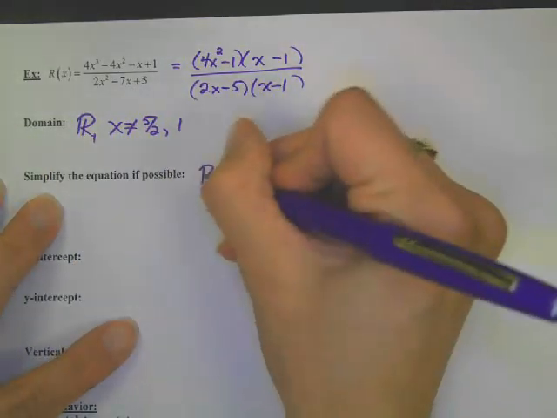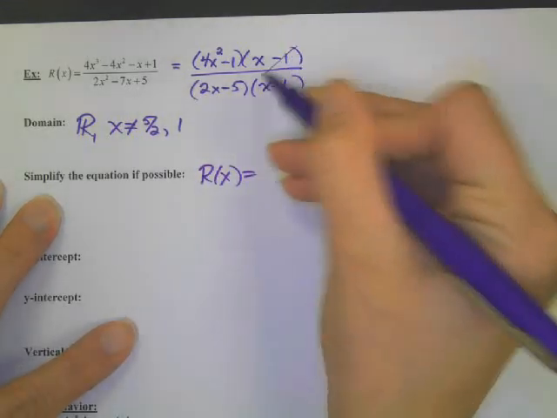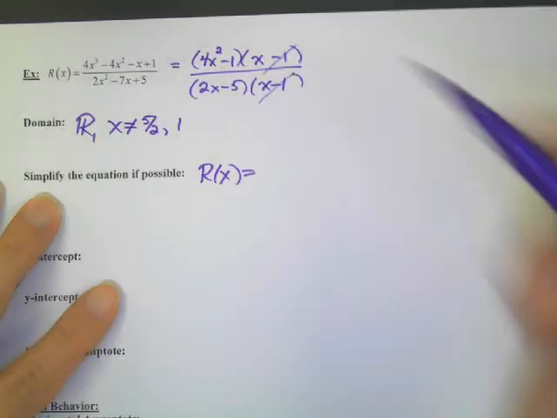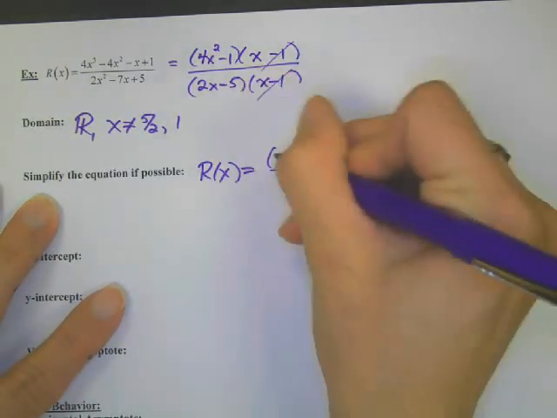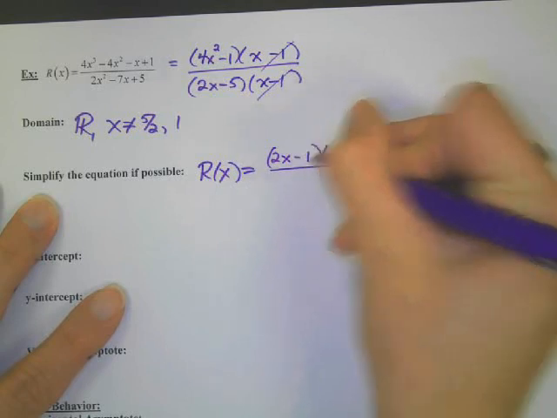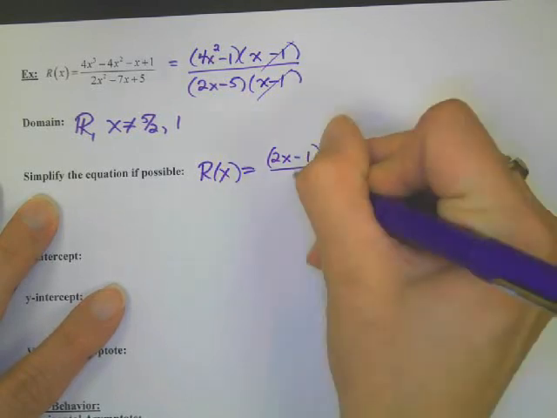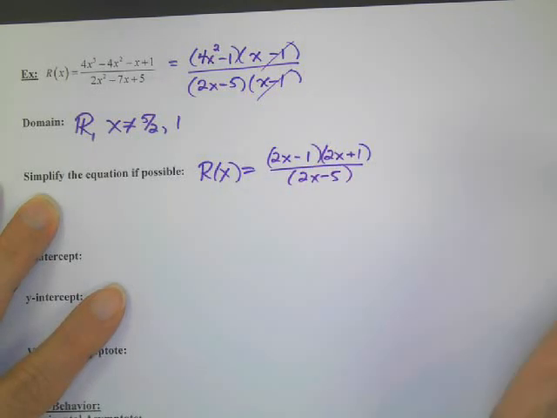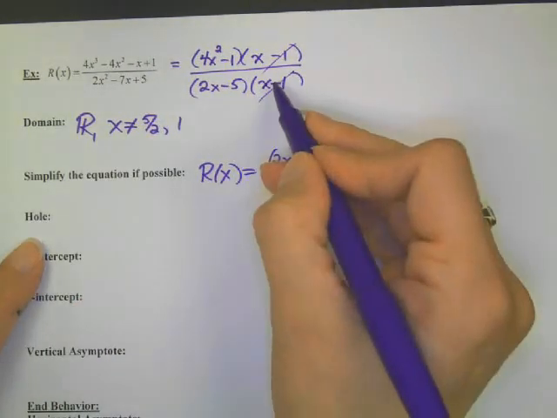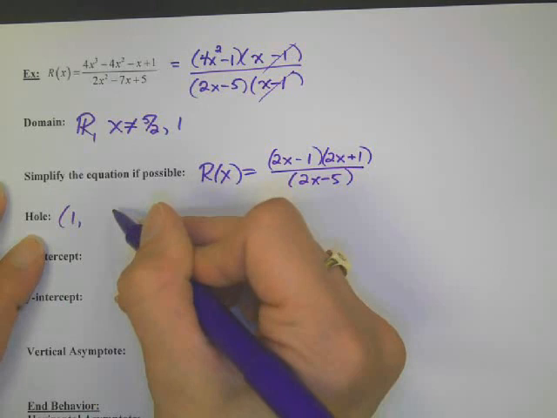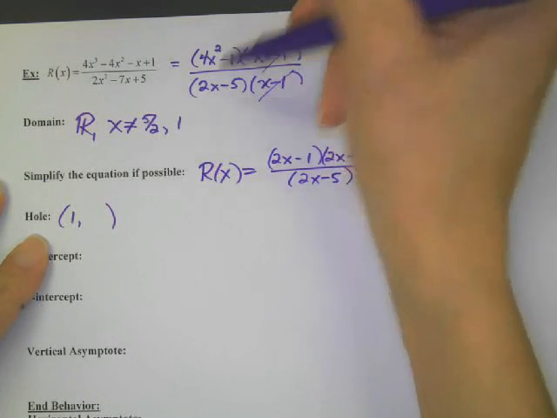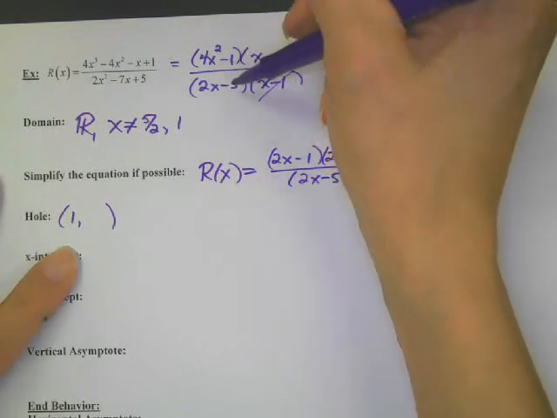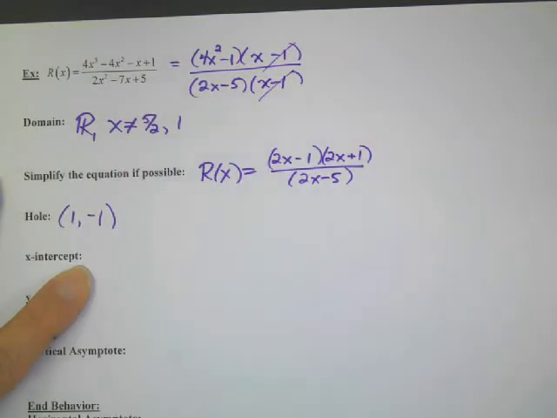Let's simplify this. R of x equals, after we cancel, I noticed that the numerator can get factored a little bit more. So let's do the difference of squares there: 2x minus 1, 2x plus 1. Okay, so nobody else cancels away. But that one factor does make a hole. 1 comma, let's see, maybe I'll put 1 in here. That's just a little easier to calculate. 4 minus 1 is 3. If I put 1 here, that's negative 3. So we're getting negative 1.